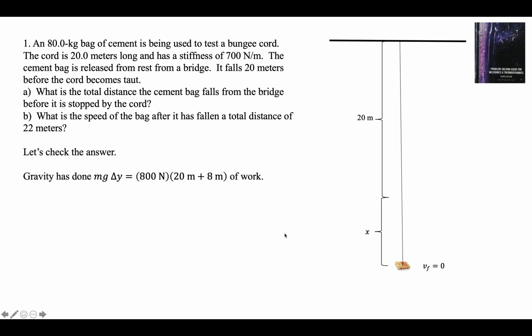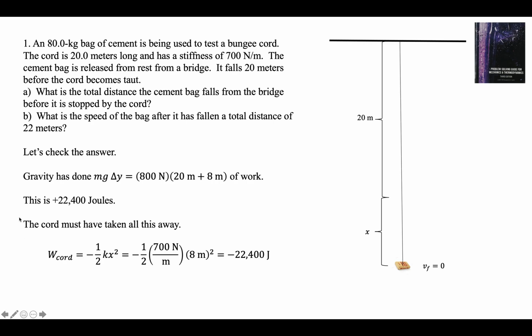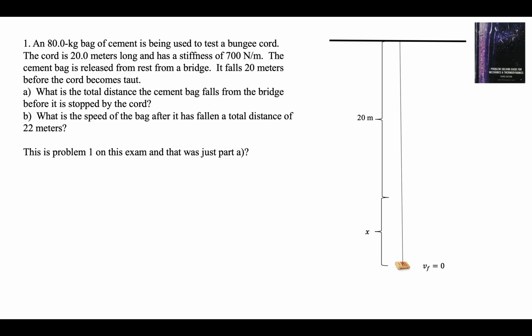Let's check it. We know it fell 8 meters. The stretch is 8 meters. So gravity pulled on it for 28 meters. So gravity did plus 22,400 joules. The cord must have taken all this away, and it stretched 8 meters. 1/2 times 700 times 8 squared gives minus 22,400. Exactly right. Que milagro. This is problem 1, and that was just part A. Yikes.